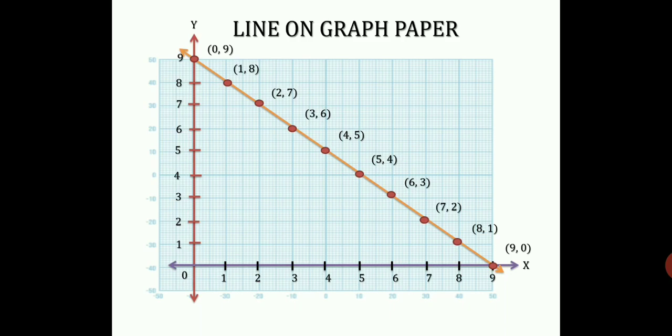So these points must satisfy the equation of the line. On these coordinates, we check what the equation of the line is. The equation of the line is x plus y equals 9, because all coordinates satisfy this equation. So you must know that every point on the line on the graph paper satisfies the equation of the line.